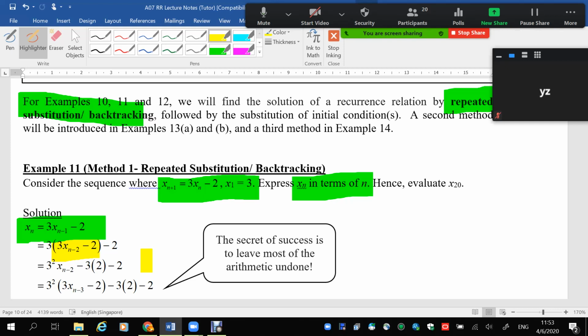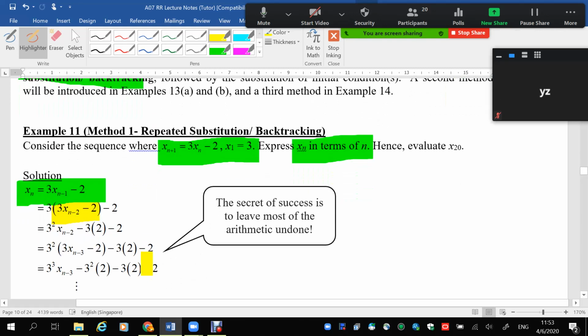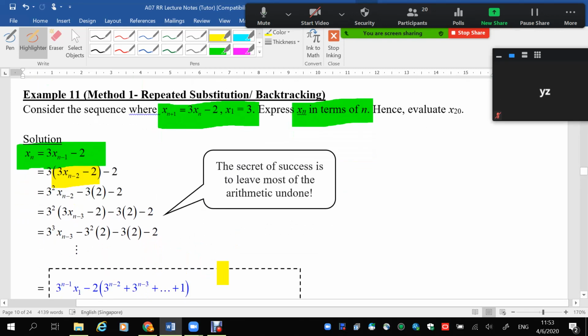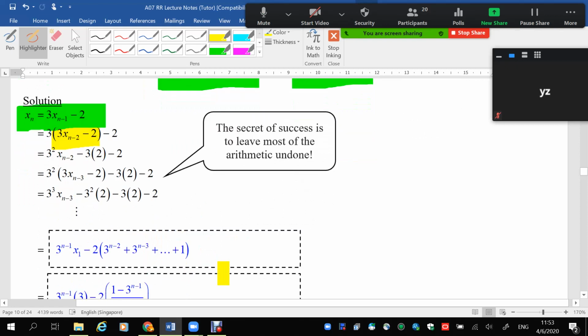Can or cannot? This time around the pattern is not so straightforward as your example 10. This pattern involves a little bit more skills that you have actually learned before in your GP, the pattern observation skill. As I said, you don't have to copy anything, everything is printed out for you. So this is your important critical step.